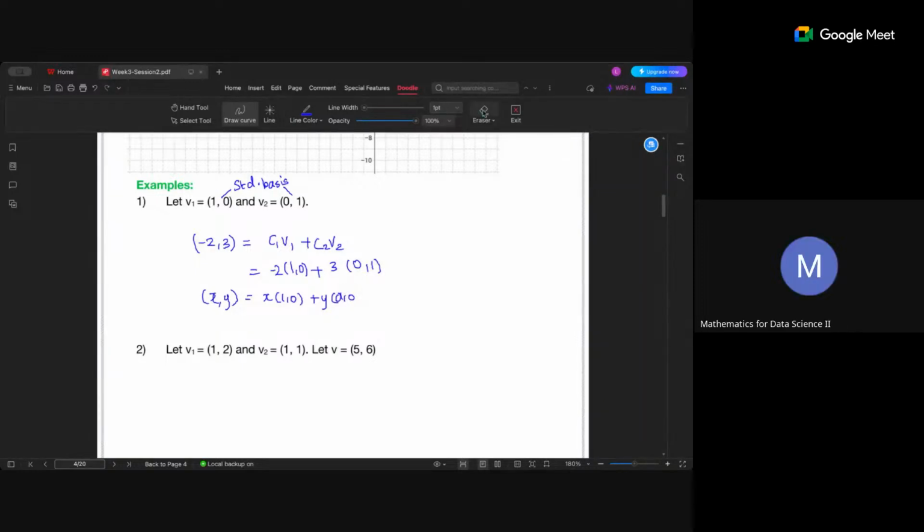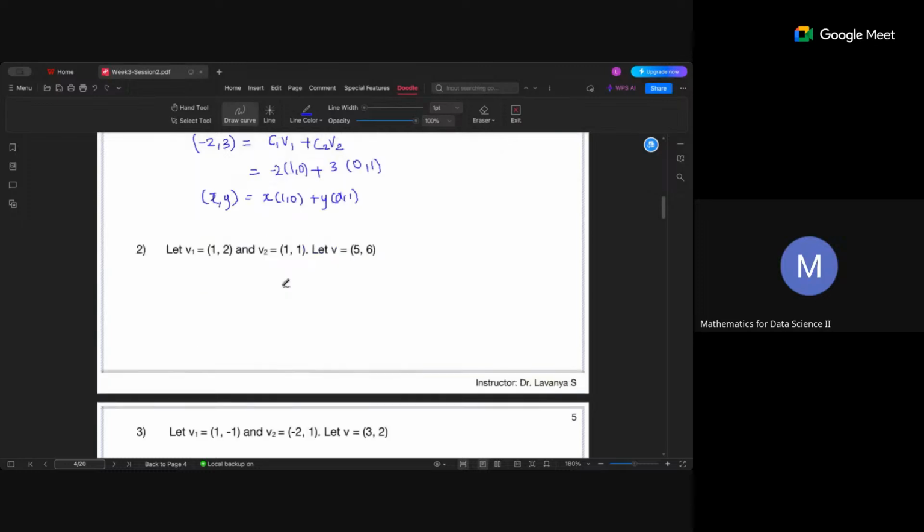So you can see that any vector, any arbitrary vector in R2, I am able to express it as a linear combination of these two vectors. So these two vectors are sufficient to write any vector as a linear combination. Now let us try here. Can we write this v equal to 5 comma 6 as a linear combination of v1 and v2?